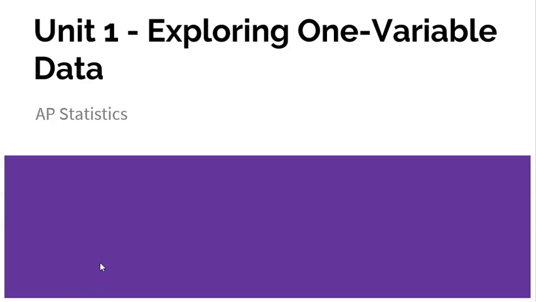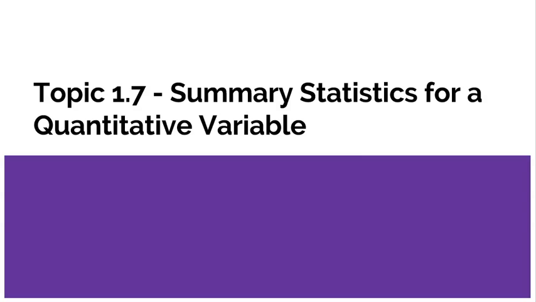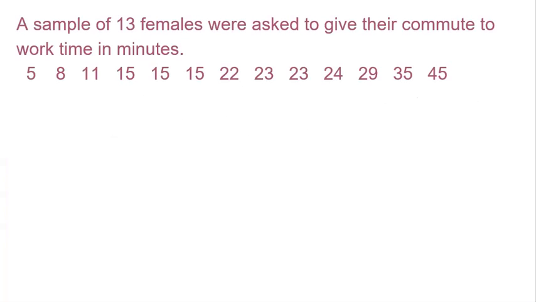All right, so welcome to video for Unit 1, Exploring One Variable Data. This video covers topic 1.7, Summary Statistics for a Quantitative Variable. Now, I already covered this in a video. What we're actually going to do in this video is look at some examples where we talk about all the different summary statistics that we've learned and how to apply it all to an actual set of data. So let's dive right into a set of data here.